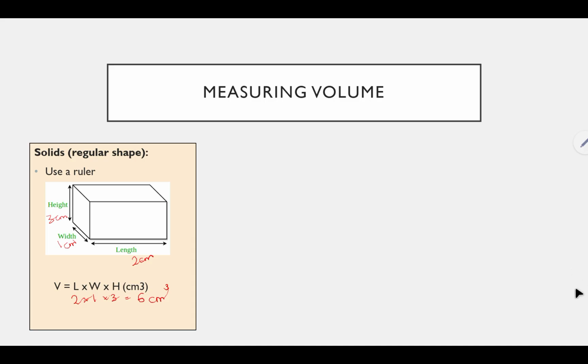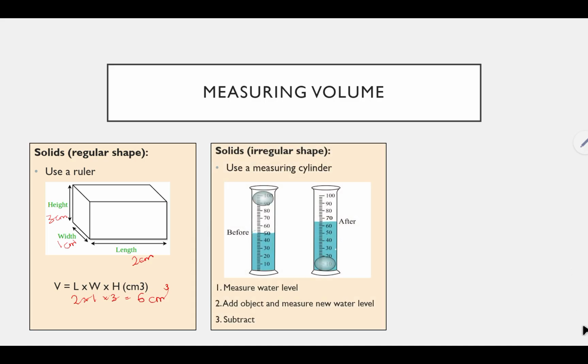Next, I can measure the volume of an irregularly shaped solid, like a toy or an unknown shaped stone, or any object that has an irregular shape that is a solid. This is a very easy process. First of all, I will not use a ruler. Here I'll use a measuring cylinder. First step, I'll add water to my measuring cylinder and measure or write down the volume of the water before I add the object. Then I will add the object and measure the new volume of the water.